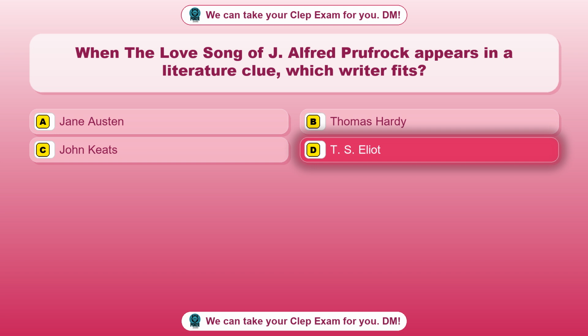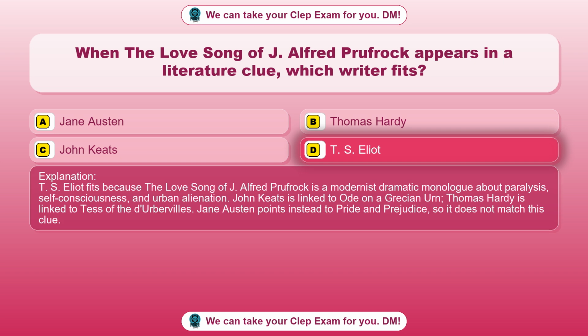T.S. Eliot fits because The Love Song of J. Alfred Prufrock is a modernist dramatic monologue about paralysis, self-consciousness, and urban alienation. John Keats is linked to Ode on a Grecian Urn, Thomas Hardy is linked to Tess of the D'Urbervilles. Jane Austen points instead to Pride and Prejudice, so it does not match this clue.